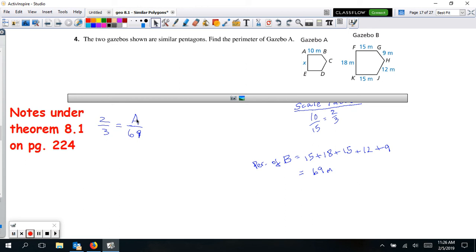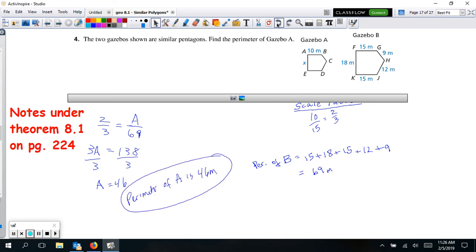And now that it's a proportion, I can go ahead and solve. So 3A, and then 2 times 69 is 138. So now I just divide by 3, and 138 divided by 3 equals 46. And there's our answer for A. The perimeter of A then is 46 meters. That's all they asked us to find.